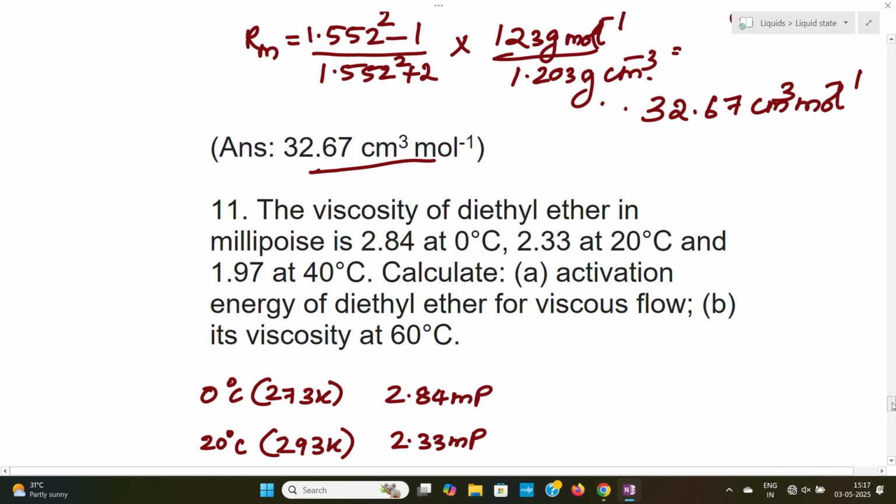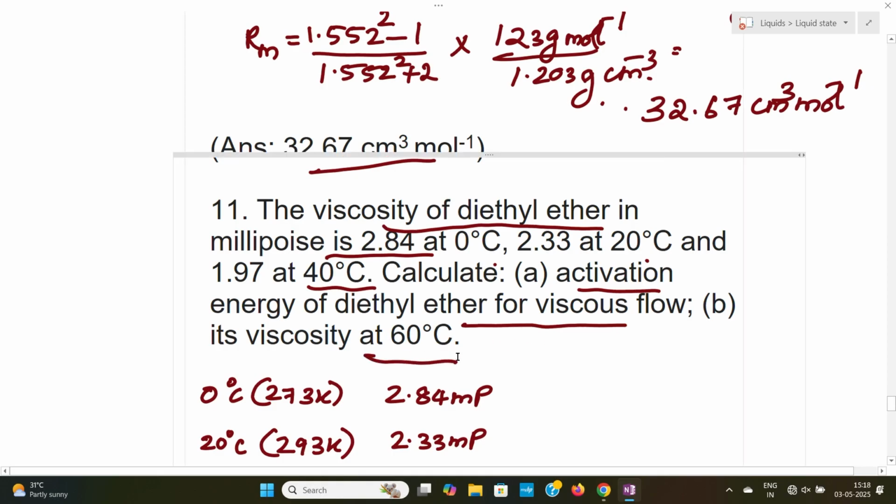the next problem is, the viscosity of diethyl ether in millipoise is 2.84 at 0 degrees Celsius, 2.33 at 20 degrees Celsius, and 1.97 at 40 degrees Celsius. Calculate the activation energy of diethyl ether for viscous flow. That is the first question, the A section. And the B section of the question is viscosity at 60 degrees Celsius. So this we have to find out.